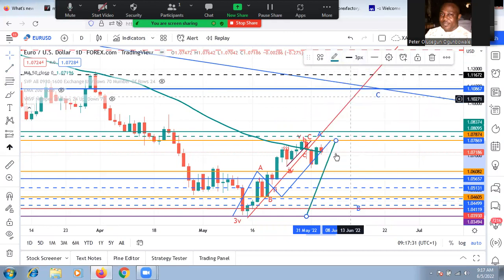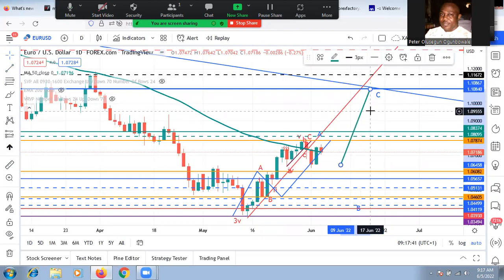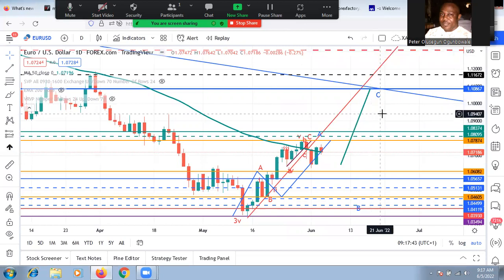That A is going to be equal to C. So wherever we have it, it should at least touch this. C should at least touch that place. That's what I'm trying to say.